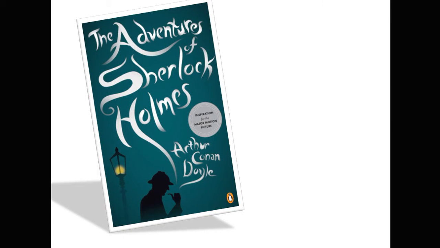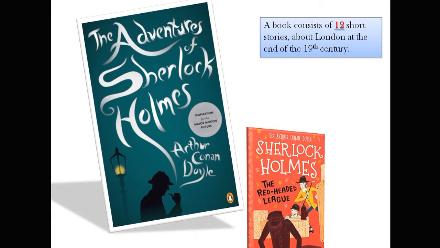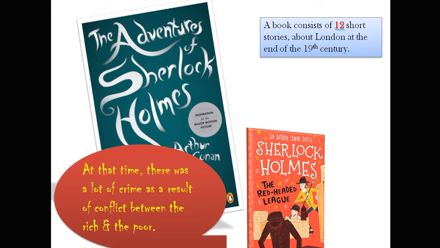Here we have this book called The Adventures of Sherlock Holmes. This book consists of 12 short stories about London at the end of the 19th century. The story we have in this term, The Red-Headed League, is one of those 12. And of course, as I told you, it's the end of the 19th century, and at that time there was a lot of crime as a result of conflict between rich and poor.